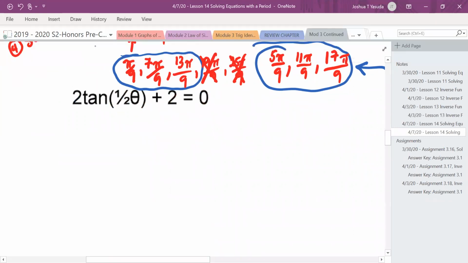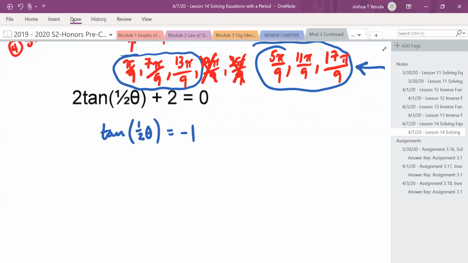So if I'm solving this, I've got tangent of 1/2 theta equals, let's see, subtract 2, divide by 2, -1. So on the count of 3, just answer me this. How many places does tangent equal -1? On the count of 3. 1, 2, 3. 2. The answer's 2. There's 2 places.